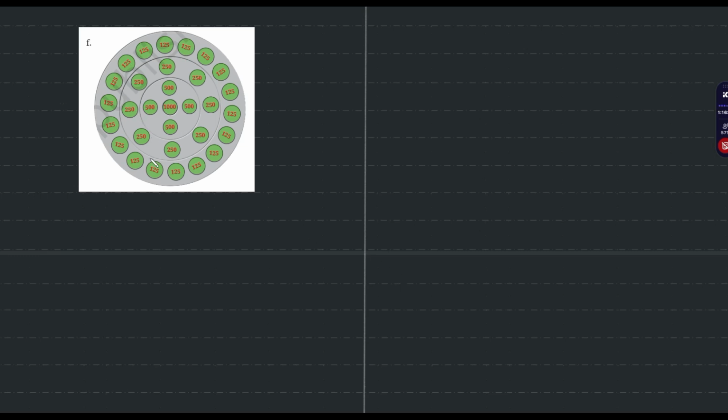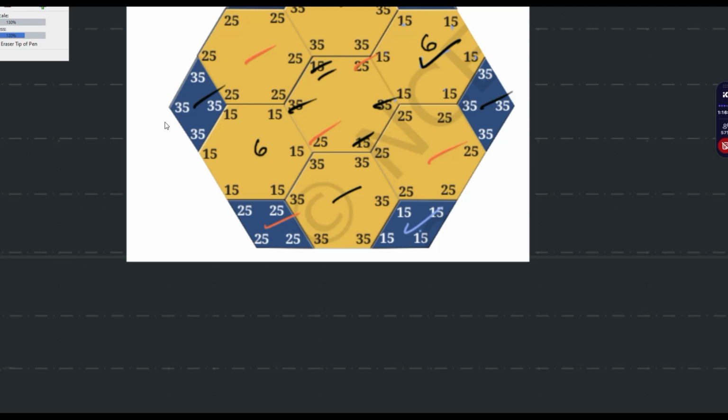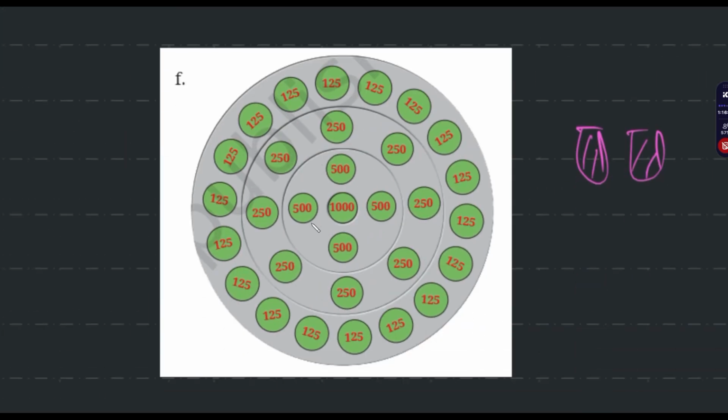So one more set of numbers. Okay, so we have a lot of 21, 25. Please pause and try it. Let me zoom it for you guys. So in this case, it is going in a circular manner. So we have 21, 25, 250, 500 and 1000. So let's try doing it.